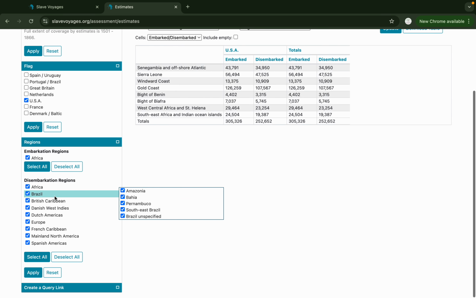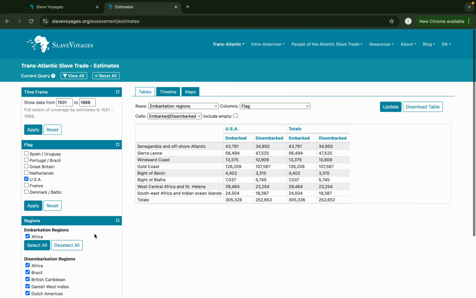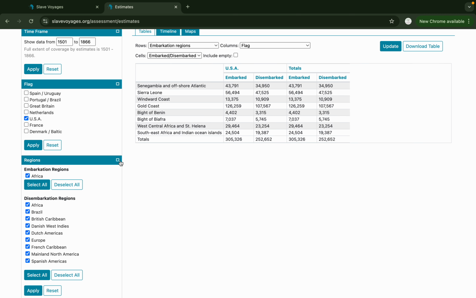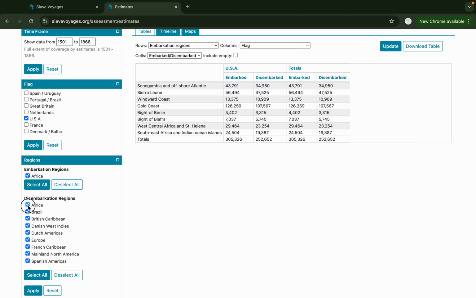Okay. So here's more filters that you can use to filter out the data. So I do want to start with the United States as our first. I want to keep the time frame. Our flag is going to be USA. Our embarkment, so getting on, we want to start in Africa. Okay. Getting off, I want to put U.S. mainland. So mainland North America.